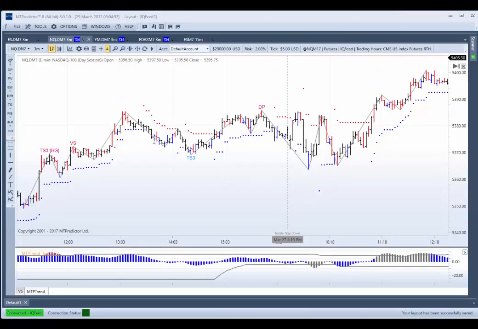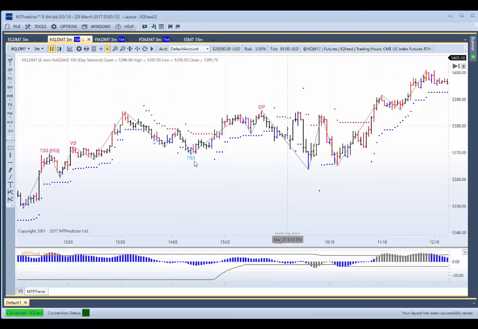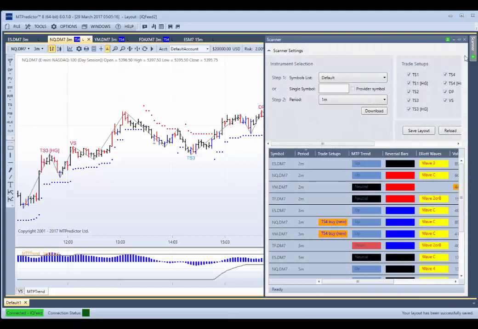In this help video, I'd like to look at understanding how our automatic trade setups appear on our chart and in our scanner. I'll be using MTPredictor version 8, but the same applies to our NinjaTrader 7 and NinjaTrader 8 versions. You see on our chart we have automatic setups, and also if we look at our scanner we have our setups coming in the scanner as well. So let's see how these actually unfold.